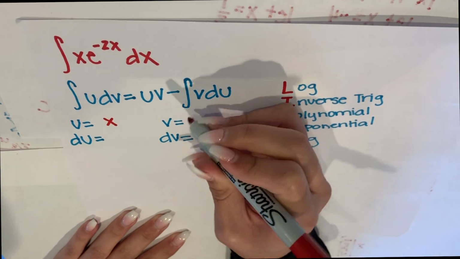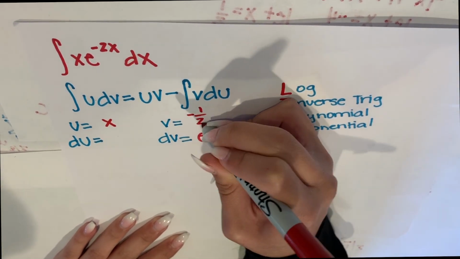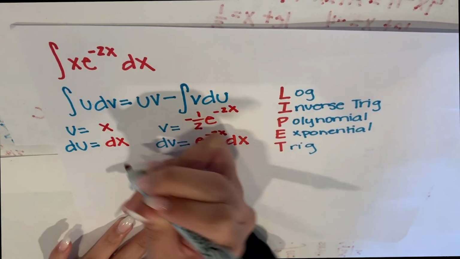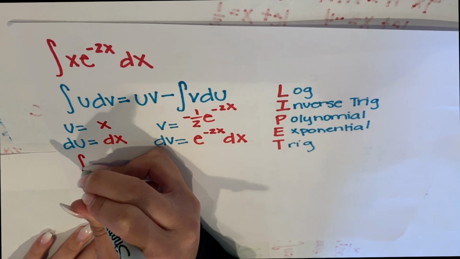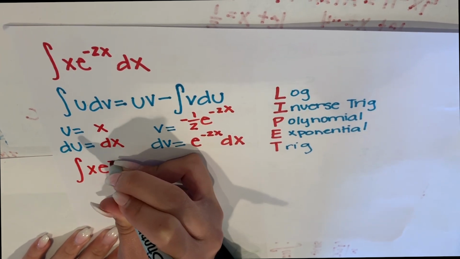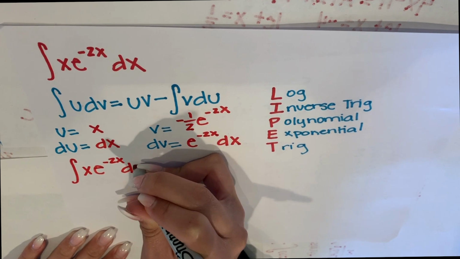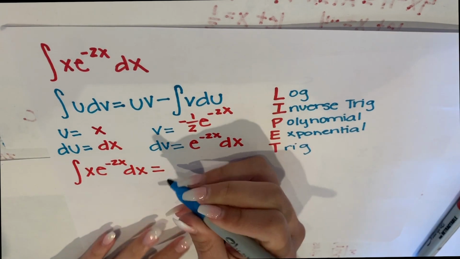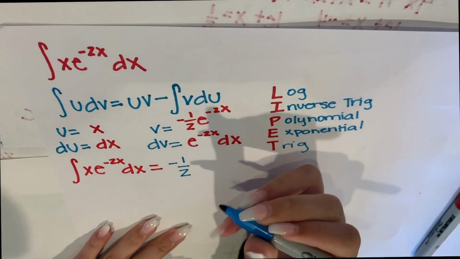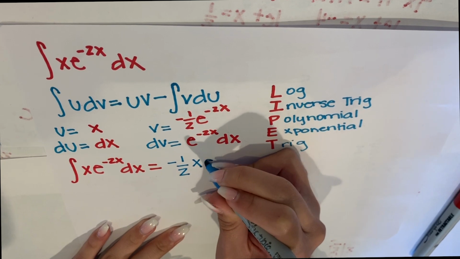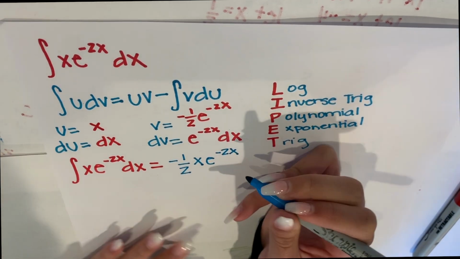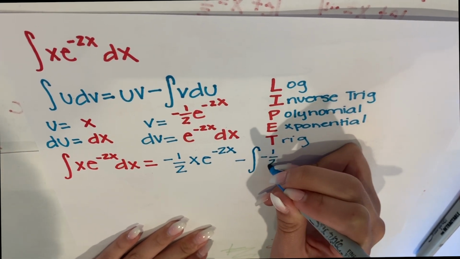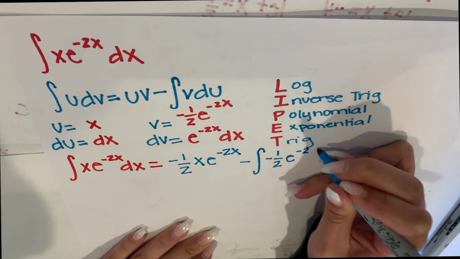Our v is the antiderivative of e to the negative 2x, which is negative 1/2 e to the negative 2x, and our du equals dx. Now we are ready to substitute uv minus the integral of v du. The integral of x times e to the negative 2x dx equals negative 1/2 x times e to the negative 2x minus the integral of negative 1/2 e to the negative 2x dx.